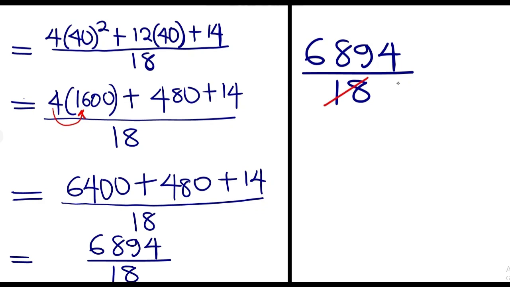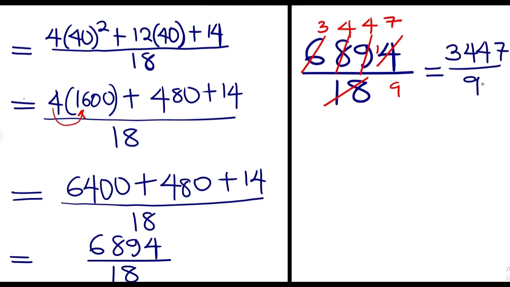2 goes here, that's going to be 9. 2 goes here, that's going to be 3. 2 goes here, that's going to be 4. 2 goes here, that's going to be 4. And we have 1 left to put that one here, making 14. So 2 goes in 14, that's going to be 7. Of course, this is very clear. We have 3, 4, 4, 7 over 9.